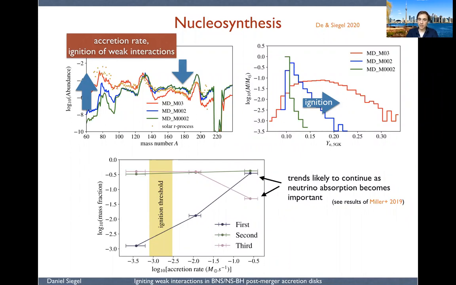The bottom plot is again conveying the same idea in a different way, where we plot the integrated mass fraction contained in the three different r-process peaks. And you can see this clear trend that as you move across the ignition threshold, the first peak r-process elements really start to increase. The second and third r-process peaks are always there because of the neutron-rich initial conditions. But then as you go to very high M dot, at some point the third peak starts to decline.